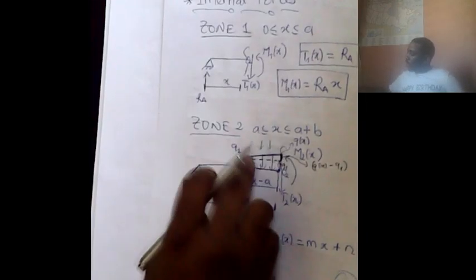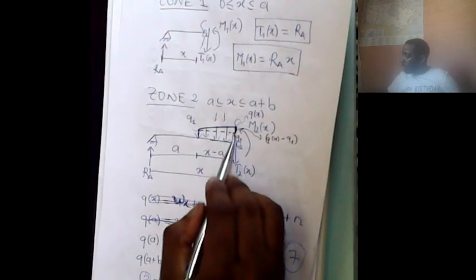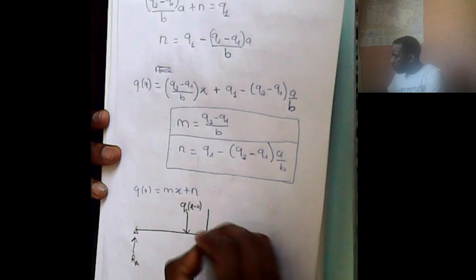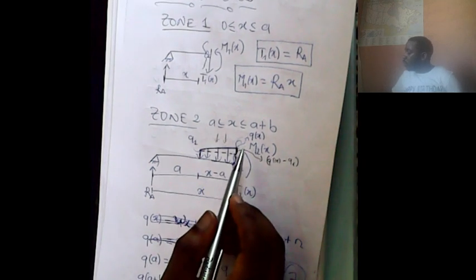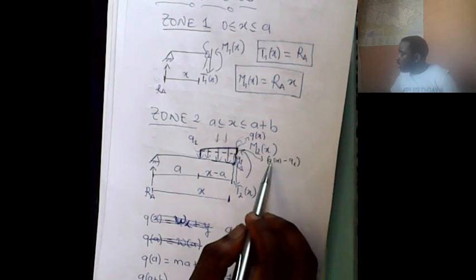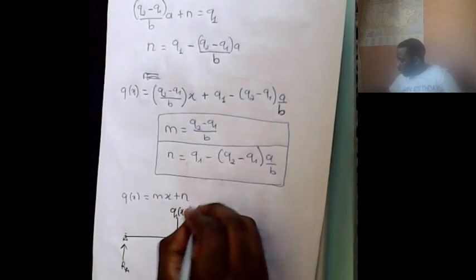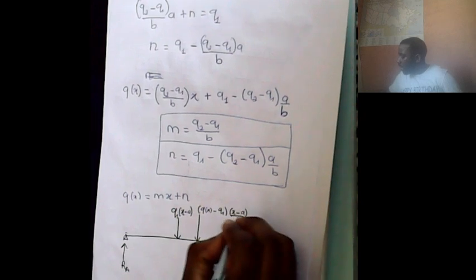Let's implement that and have a new representation. Finally I'll get something like this. I have my load, here is our A, and then I have my two loads. One is from the uniformly distributed load, and its magnitude will be the surface area, which is Q1 times (X minus A). The other load is the resultant from the triangularly distributed load: half base times height. The height is Q of X minus Q1 and the base is X minus A, so it is (Q of X minus Q1) times (X minus A), all divided by 2.